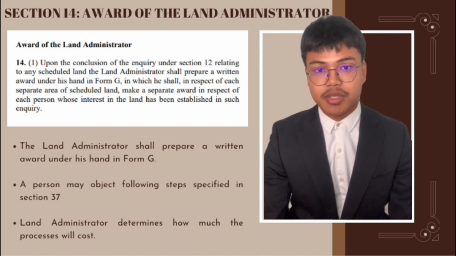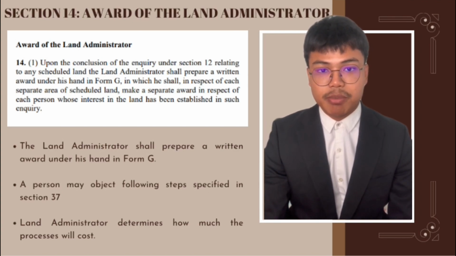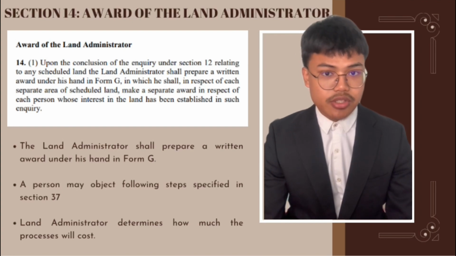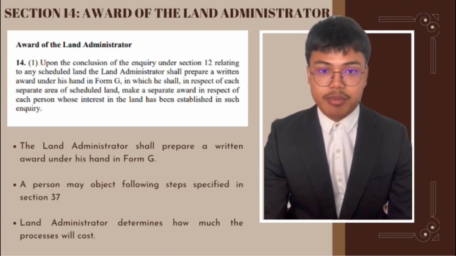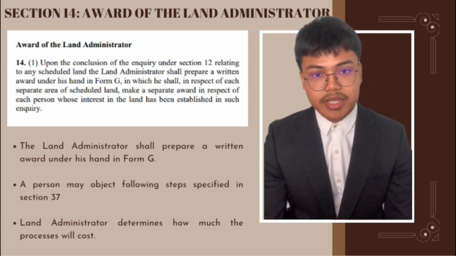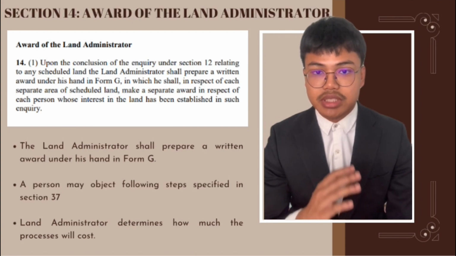Form G is a form that we use to issue a written award of compensation after an acquisition hearing related to the land. Once the inquiry under subsection 1 is concluded, the land administrator prepares a written award that specifies the area of scheduled land, its value according to the land administrator's opinion, and the apportionment of the compensation award. It will then be officially recorded and stored, and the award is considered final.